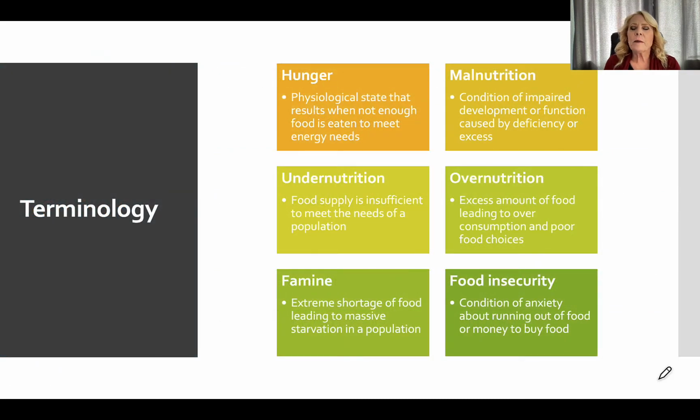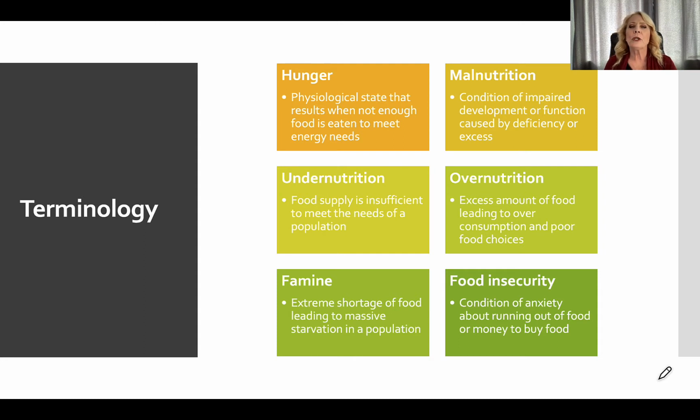So there are going to be some terms that I want you to know, such as hunger. And of course, this is pretty obvious. It's the physiological state that results when not enough food is eaten to meet the energy needs of the person. And then malnutrition is a condition of impaired development or function, and it's caused by either a deficiency of food or an excess, which kind of seems weird because we think of malnutrition as only undernutrition, but it can also be what we would call overnutrition.